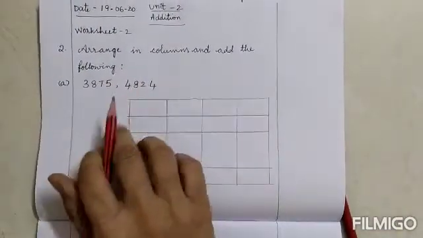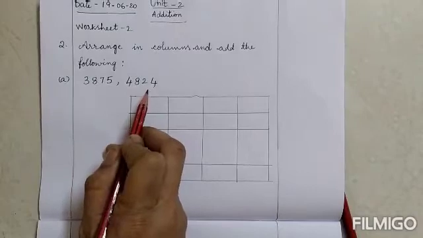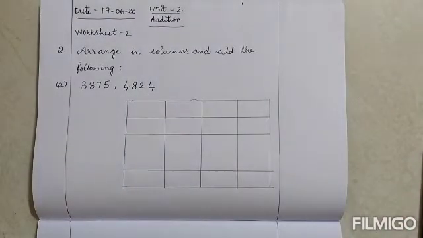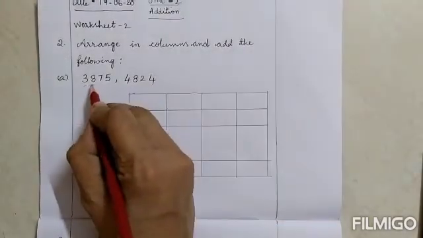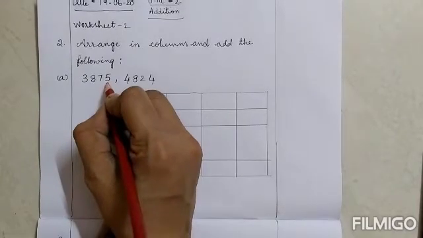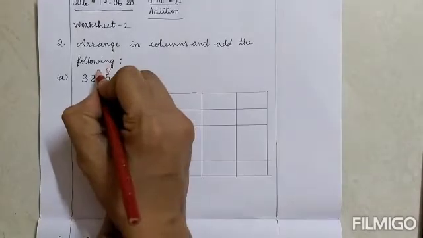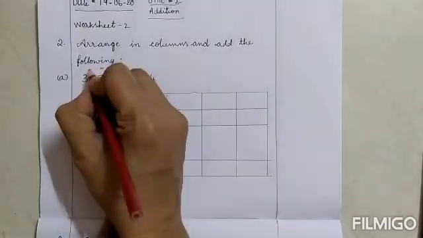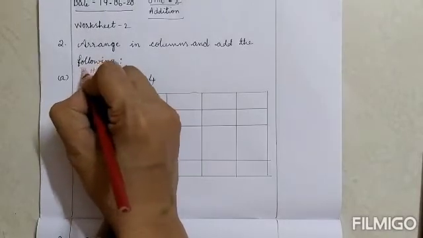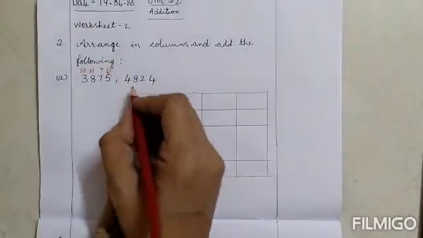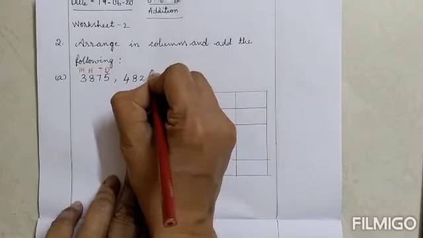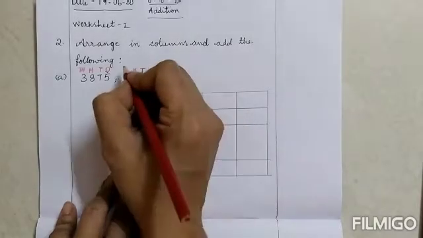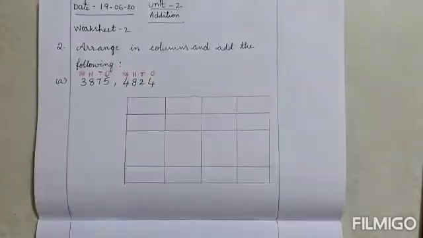See here children, the numbers are like this. First, we have to write the place values on top of the number. Take the first number: 5 will be in ones place, 7 will be in tens place, 8 will be in hundreds place, 3 will be in thousands place. This number also you have to do like that: 4 will be in ones place, 2 will be in tens place, 8 will be in hundreds place, and 4 will be in thousands place.